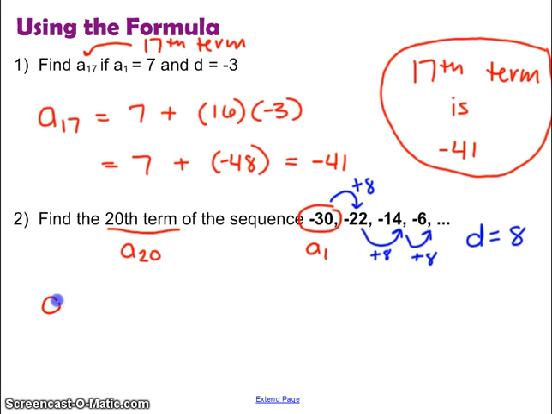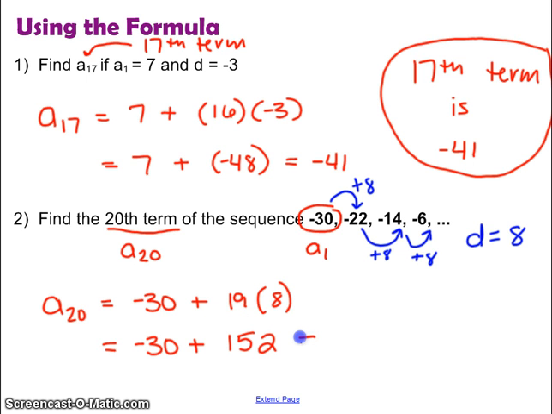So to find a sub 20, we take our first term, which is negative 30, and we're going to add that common difference of 8 nineteen times, because if we want to get to the 20th term, we need to add 1 less than that. So we're going to add 19 times 8, so that's a lot. 19 times 8 is 152, and then if you add negative 30, you get 122. So what this is saying is that the 20th term of this sequence that starts out in the negatives and then you add 8 every time is 122.